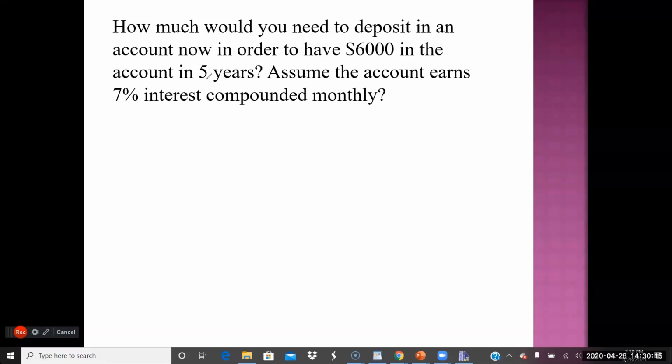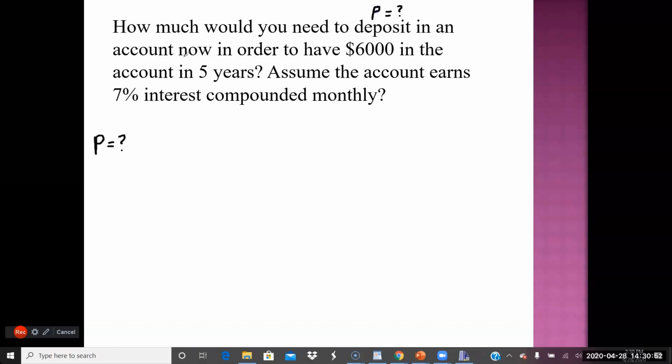This is just an example I'm giving in addition to everything else you have. This is just so we can walk through the calculator on how to do this ourselves. So, what we don't know is P. How much would you need to deposit? So what is P? That's what we have to solve for. That's your unknown. So we've got P over here.